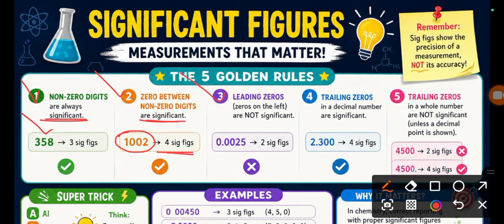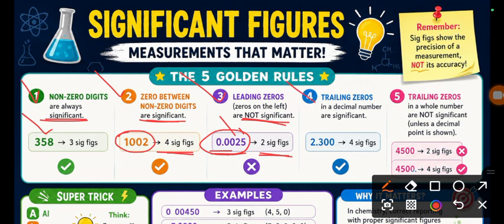Third rule says that leading zeros, meaning zeros at the left side, are not significant. So in this number, there are only 2 significant figures, that is 2 and 5, and zeros at the left side are not significant.